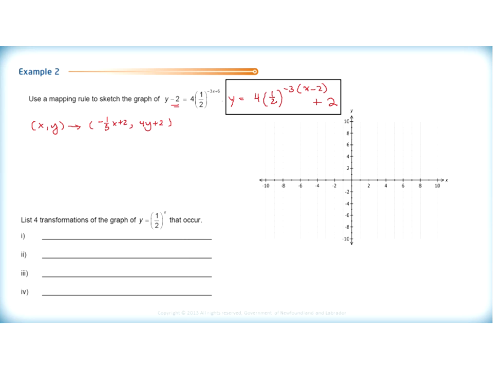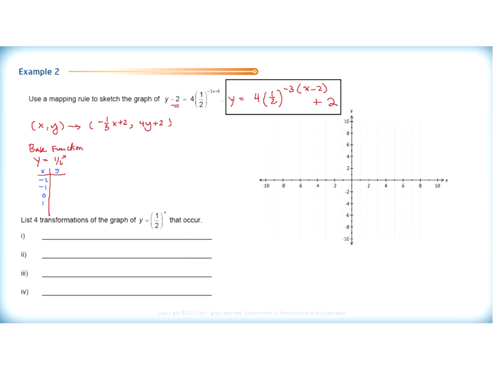Now that I've created the mapping rule, I can create a table of values for the base function. And from there, I should be able to get a table of values for my new function. Now the base function is the function y equals 1/2 to the power of x. That is the function that I'm translating. Let's create a table of values for that base function first.